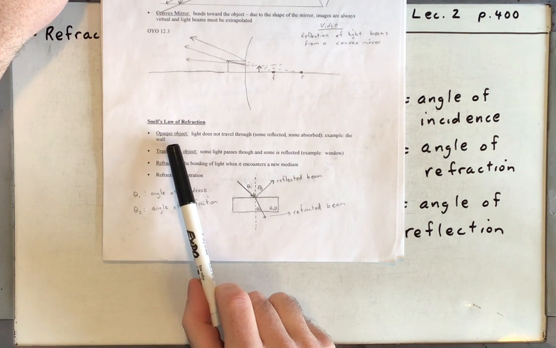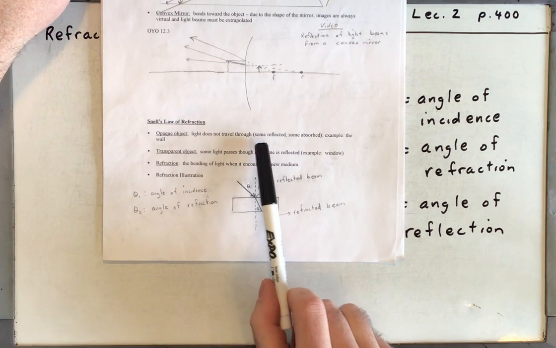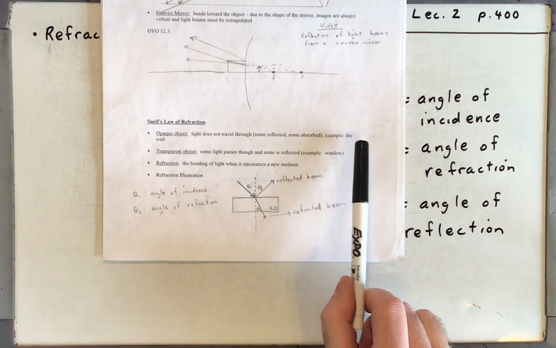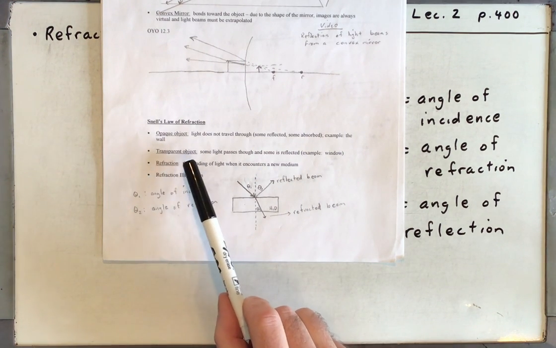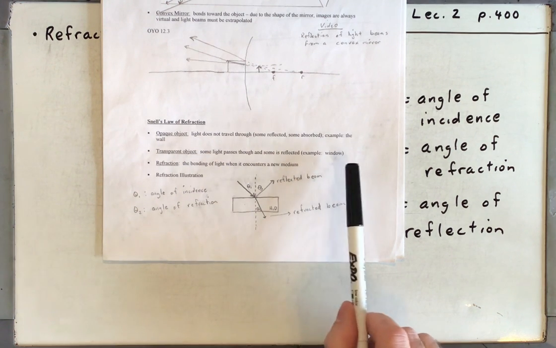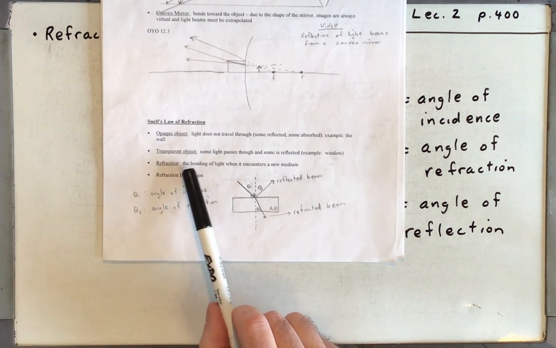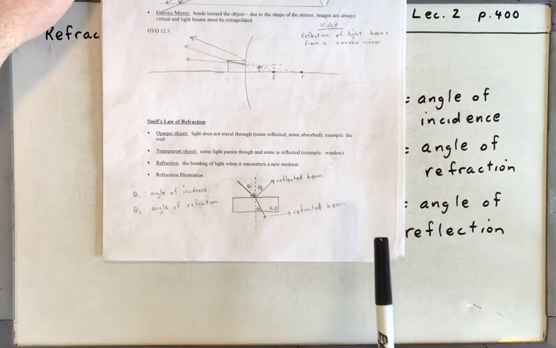An opaque object is when light does not travel through. So some is reflected, some is absorbed. An example would be a normal wall, like a sheetrock wall. Okay, a transparent object, some light passes through and some is reflected. So that'd be true with a window. Refraction is the bending of light when it encounters a new medium.